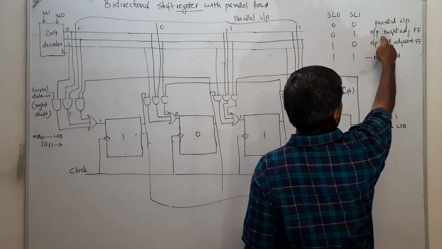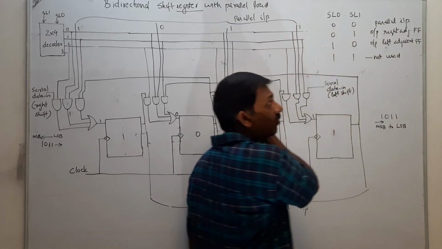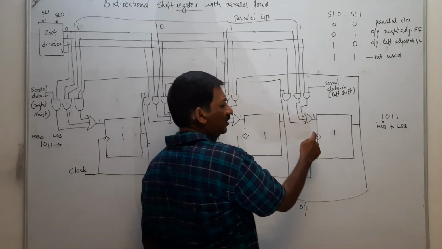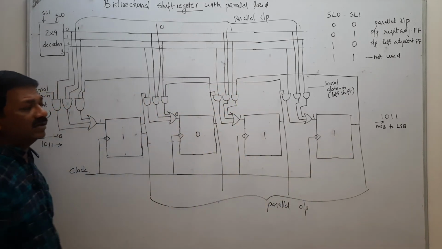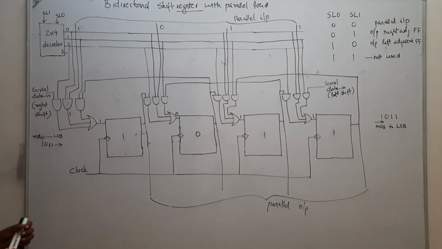SL0 and SL1 are 0 and 1. The output is taken at the center flip-flop. That means here the output is taken from this flip-flop. That means it is a left to right shift register. In that case, SL0 and SL1 are 0 and 1. Then definitely that means it is a right shift operation.